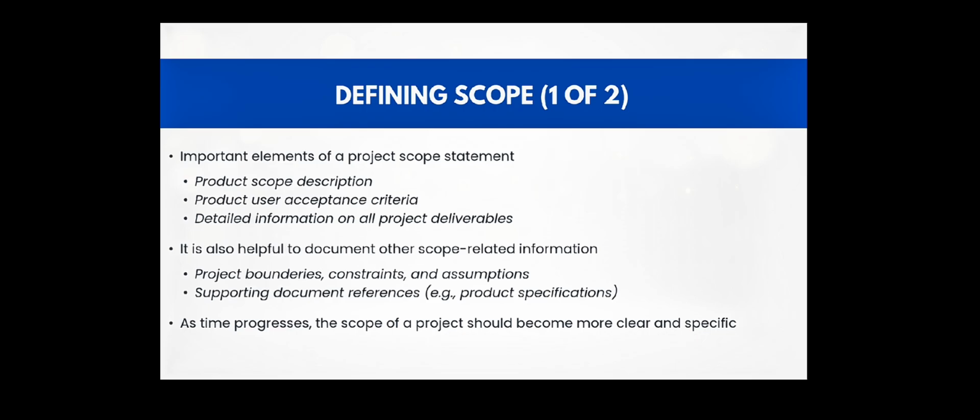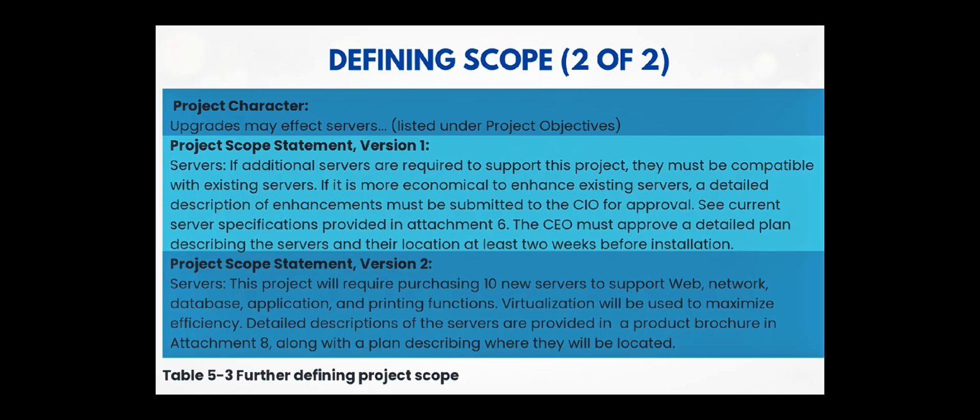Second is supporting documents and references. An example is a product specification. Supporting documents and references in a project are the materials that provide additional details, context, or proof for various aspects of the project. They are essential for clarity, accuracy, and credibility.